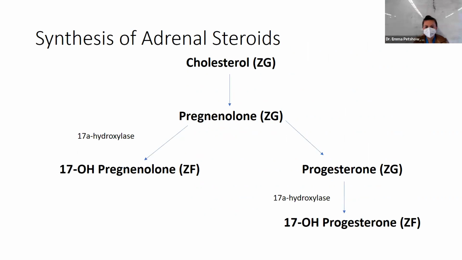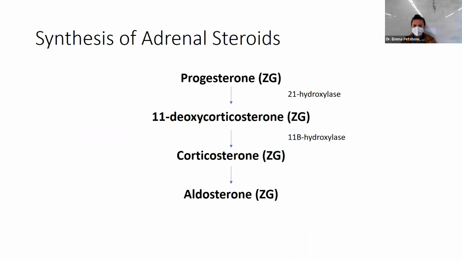17-alpha hydroxylase, again, you're able to make pregnenolone, make progesterone, and then you're blocked here at 17-alpha hydroxylase. You're not able to convert to that 17-hydroxy form of each. So the pathway that does move forward is progesterone to 11-deoxycorticosterone, corticosterone, and then aldosterone. So this is the pathway that's able to sneak through in a 17-alpha hydroxylase deficiency. So far, so good? That's our first deficiency.